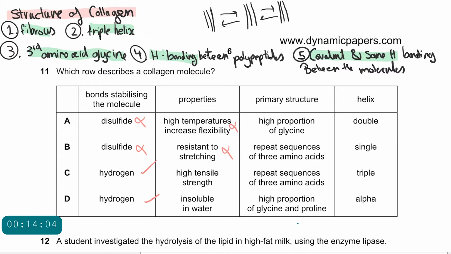Properties. High tensile strength. Yes, that's correct. Insoluble in water, also that's correct. Primary structure. Repeat sequences of 3 amino acids, this is correct. High proportion of glycine and proline. Yes, these are correct. These are the amino acids that form the polypeptide chains. For the helix, here it's triple helix. Yes, it's correct. We mentioned that earlier. But it's definitely not alpha helix because alpha helix is a secondary structure and we do not have secondary structure here. Therefore, the answer is going to be C.